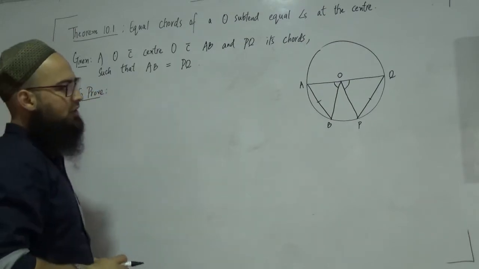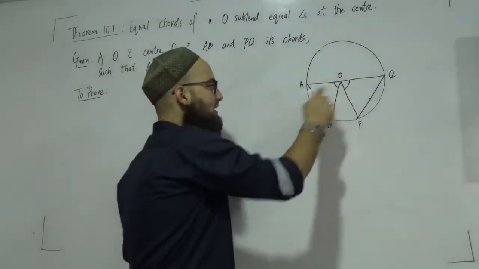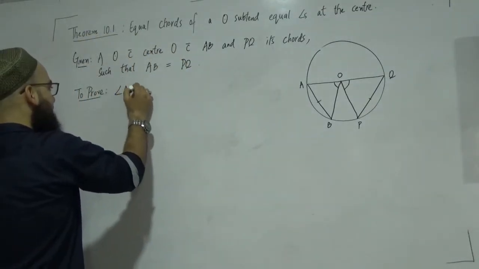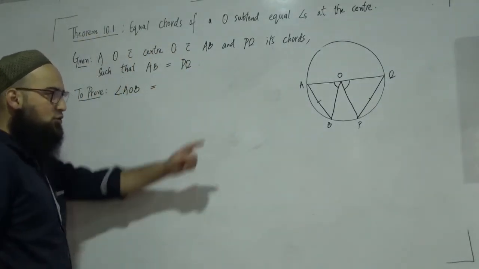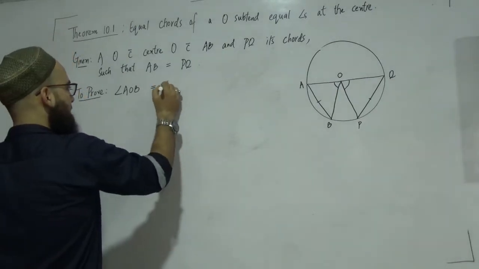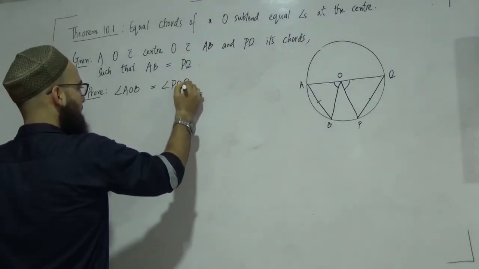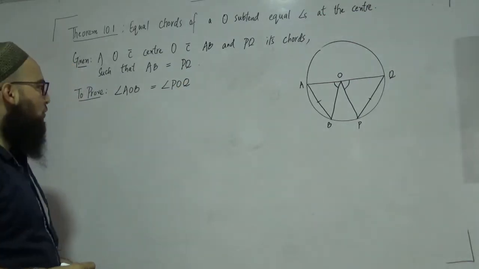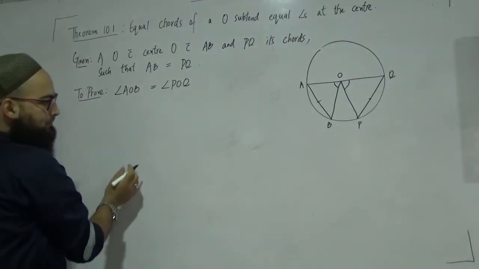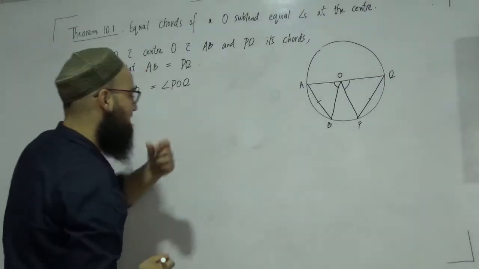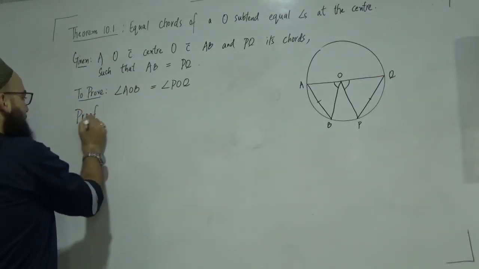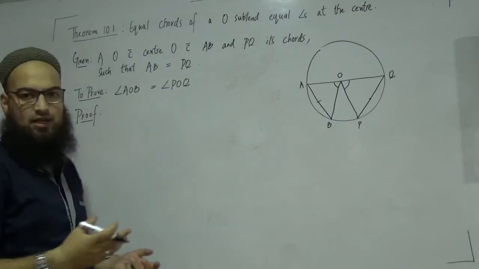To prove, what are we going to prove? We are going to prove this angle is equal to this angle. Angle AOB is equal to angle POQ. Now let us prove this. Very easy proof.